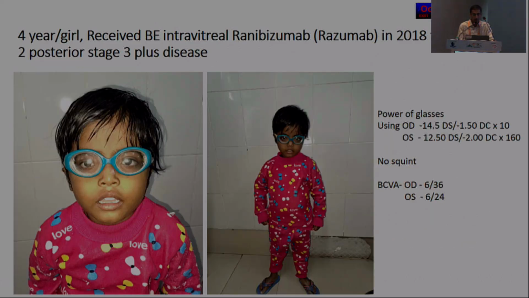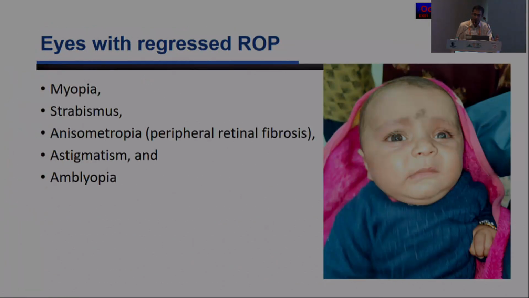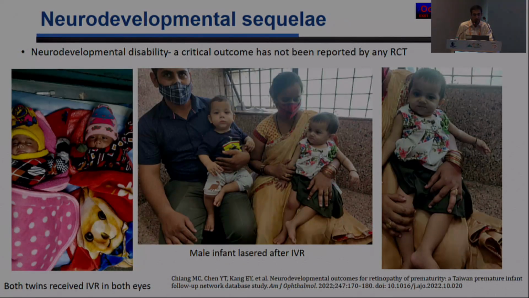Myopia: this was a child who received ranibizumab, and she had about minus 12 diopters of refractive error. So it's not just the lasers, the anti-VEGFs can also result in high myopia, though they mostly cause a moderate myopia. But high myopia has also been noted. Squint has to be taken care of. Regressed ROP babies can also have myopia, squint and anisometropia. So it's a long-term follow-up. Stereopsis is better in babies who have treated ROP than the ones who are not treated. Neurodevelopment delay is not definitely proven with anti-VEGF, so they are relatively safer as on date.